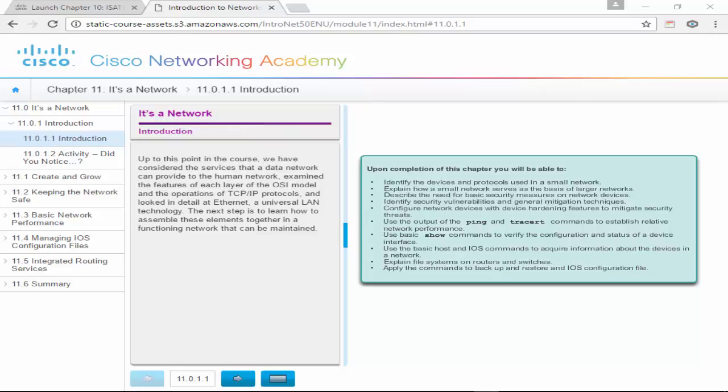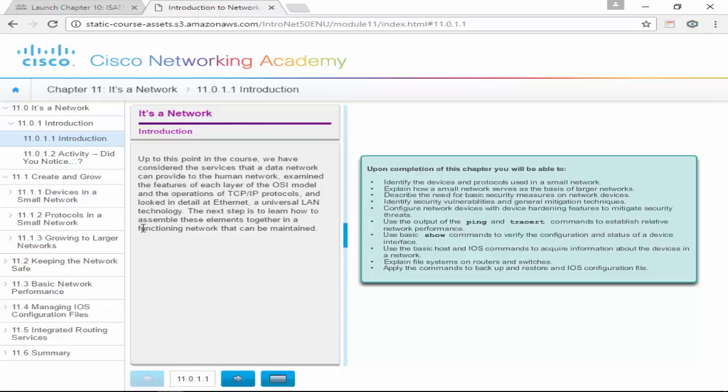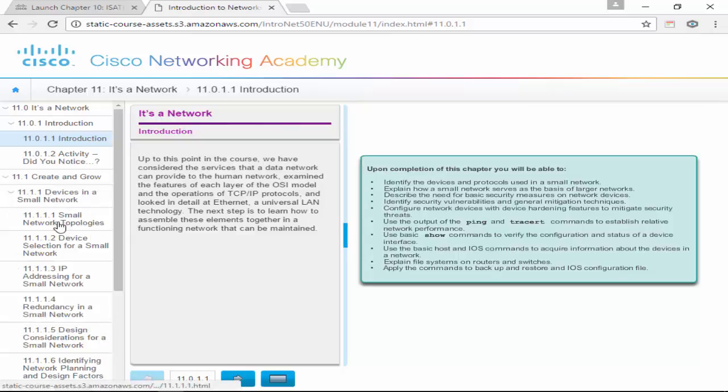Here it is, the final CCNA1. It's a network, and I have to apologize already. It has a lot of great stuff in it, but a lot of these commands you won't see again until like CCNA3. So this is a really hard test. So let's get into that.